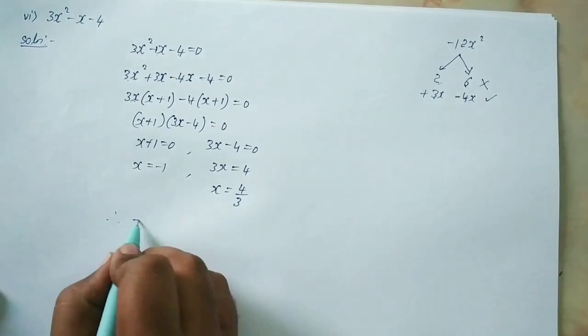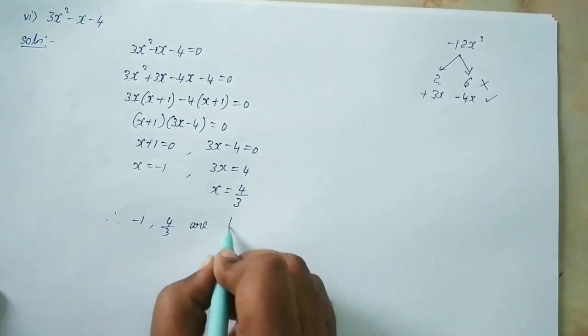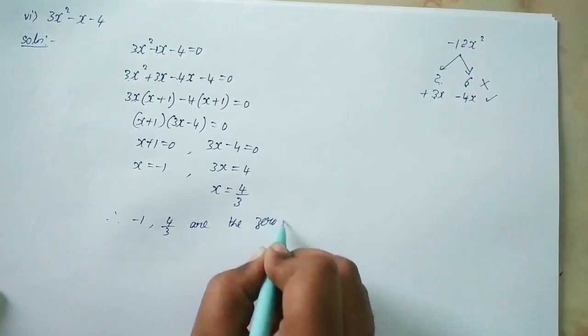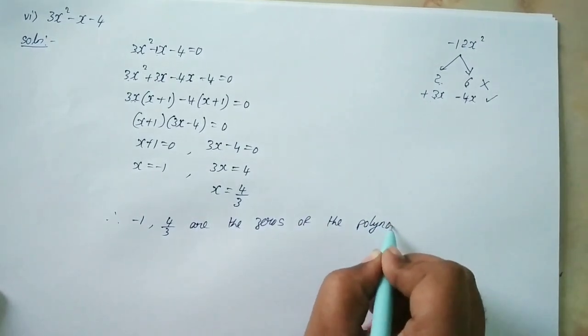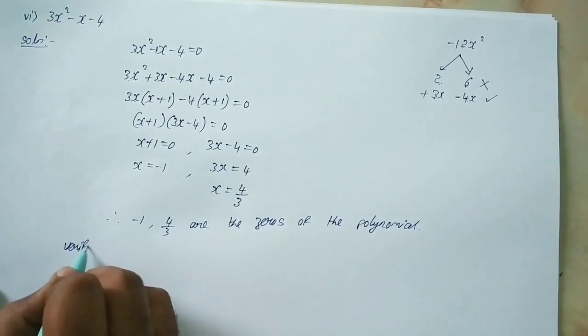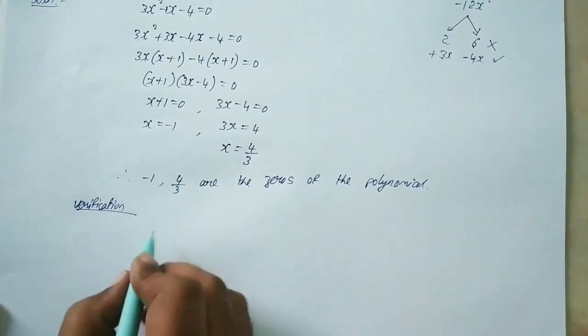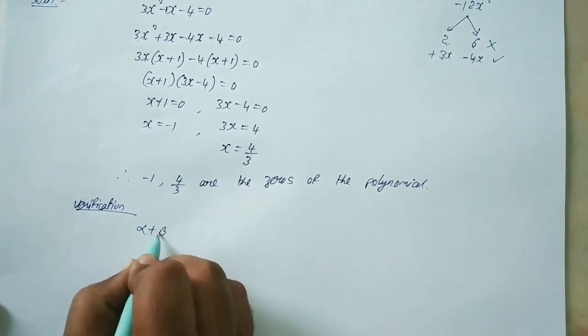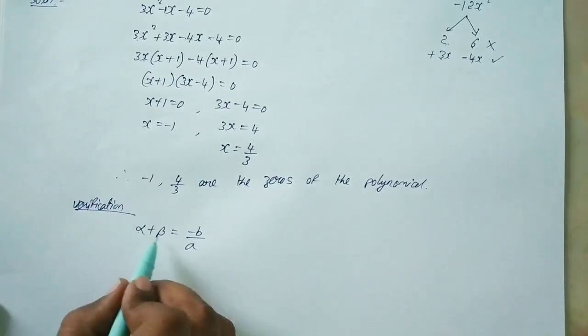Therefore, what are the zeros now? Minus 1 and 4 by 3 are the zeros of the polynomial. Now we have to verify this one, verification. What we have to verify? Sum and product of zeros. So for the sum of zeros, what is the formula? Alpha plus beta is equal to minus b by a, right? Alpha and beta mean zeros.